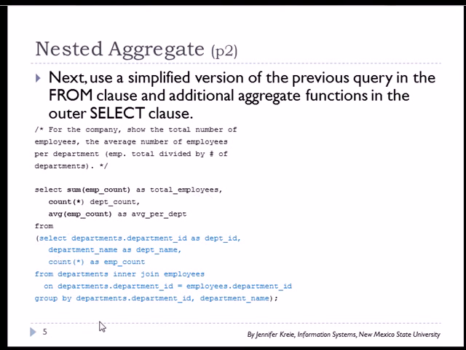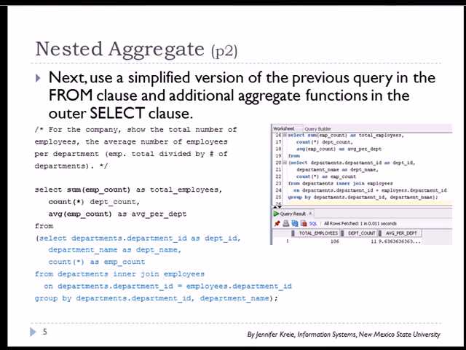We're using that data in the outer query to get a sum of all the employees, a count of the number of departments, which would be the number of rows in the subquery data set, and then we're getting an average employee count. And when we run that query, this would be the result. Total employees 106, department count 11, our average per department is 9.6.